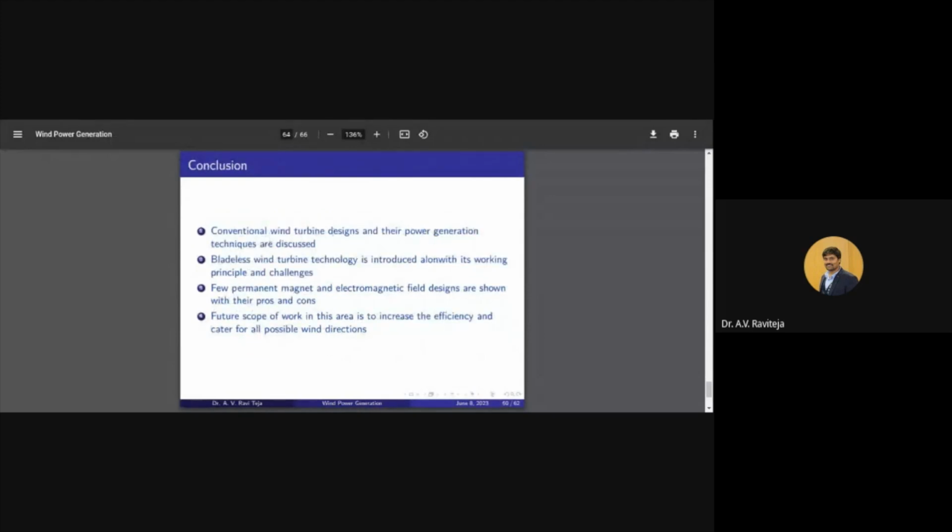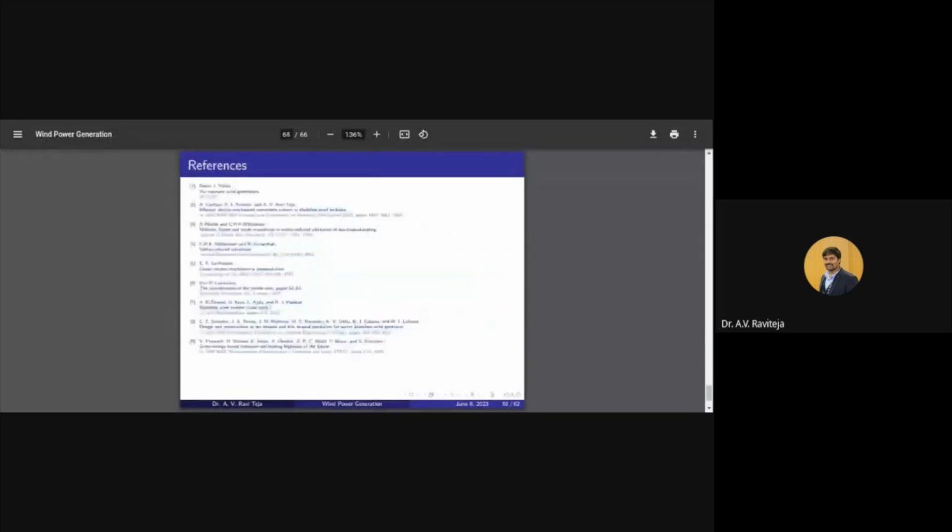Conventional wind turbine designs and their power generation techniques are discussed. Bladeless turbine technology is introduced along with its working principle and challenges. Few permanent magnet and electromagnetic designs are shown with their pros and cons. Future scope of work in this area is to increase the efficiency and cater for all possible wind directions. These are some references.